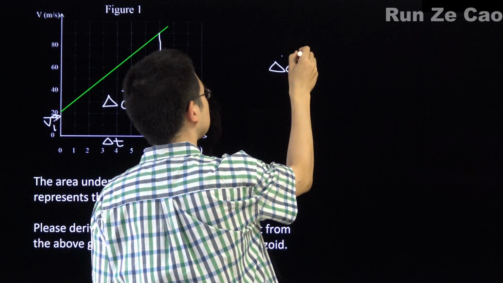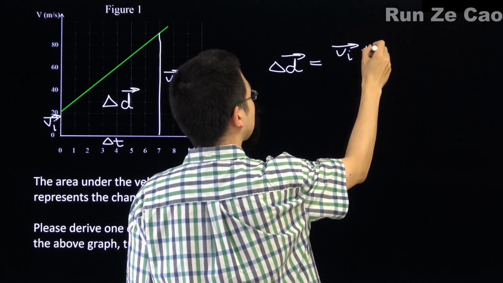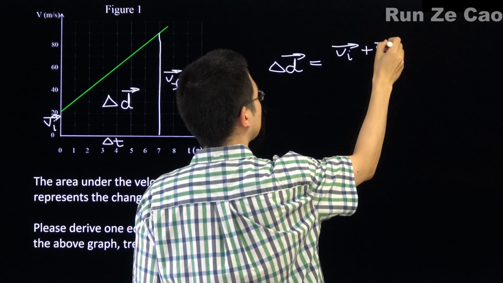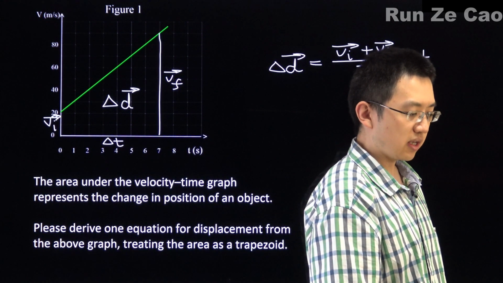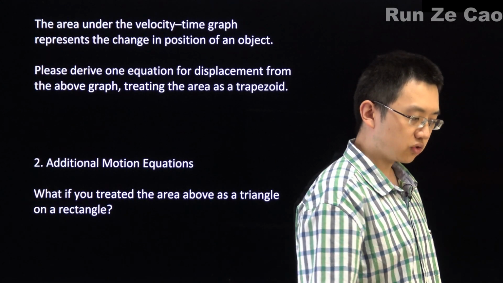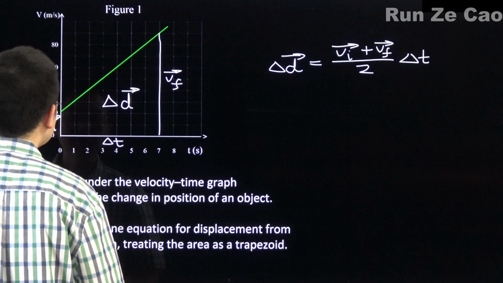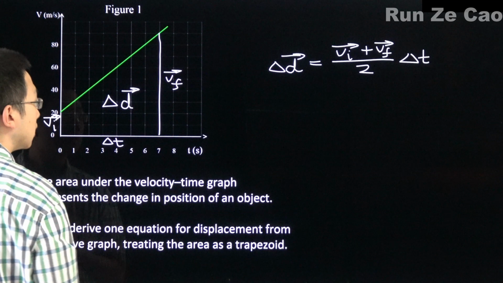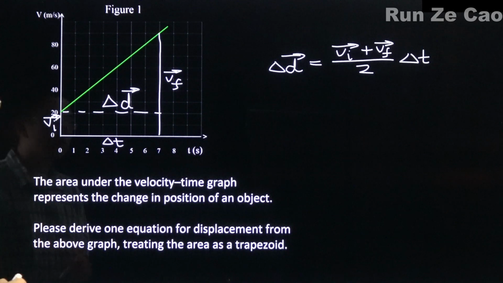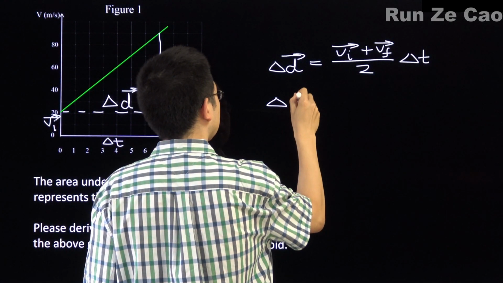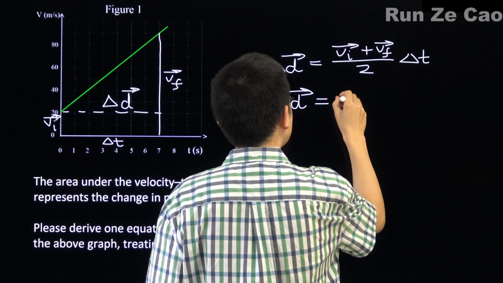So delta d equals (V initial plus V final) over 2 times delta t. What does this give us if we decide to deal with it as a triangle on a rectangle instead? Well, that would mean we take this and put another line there. So what we would end up with is delta d is equal to V initial times time.